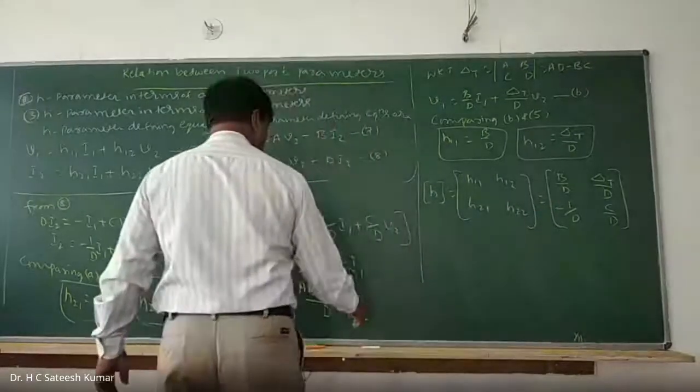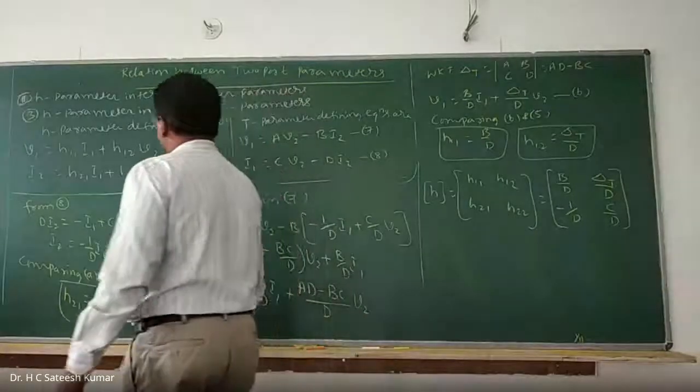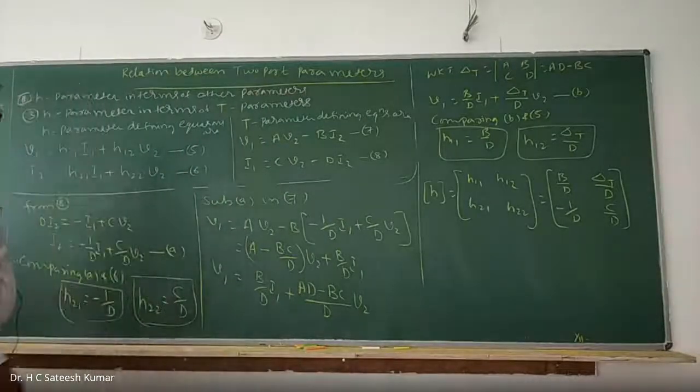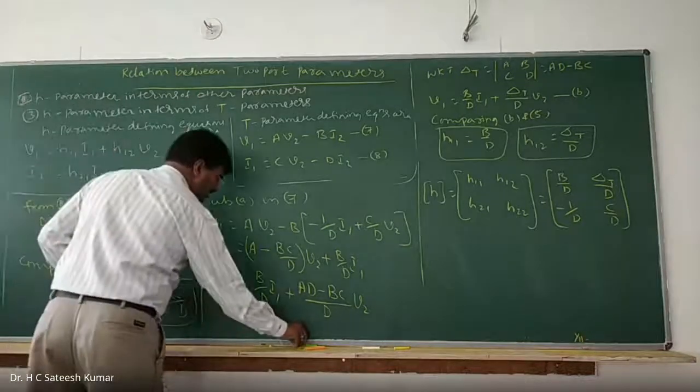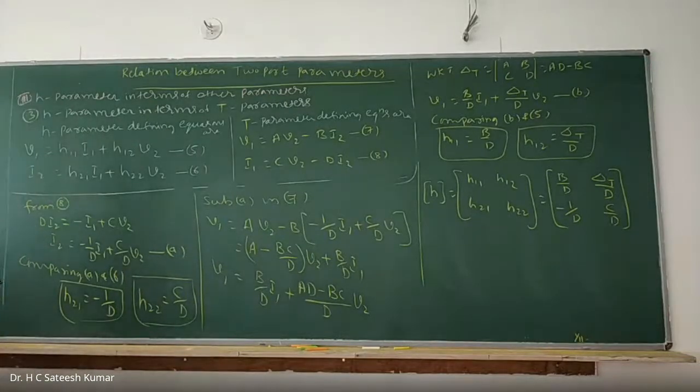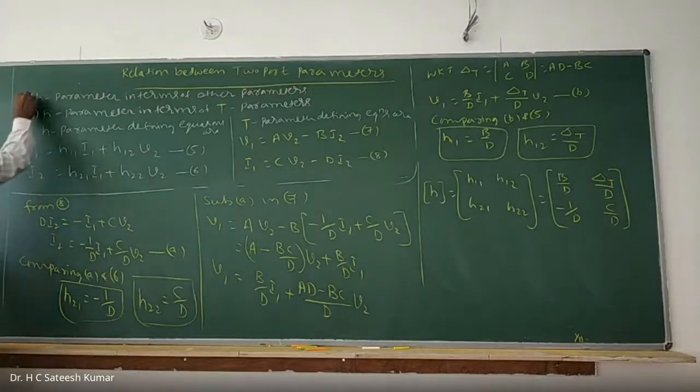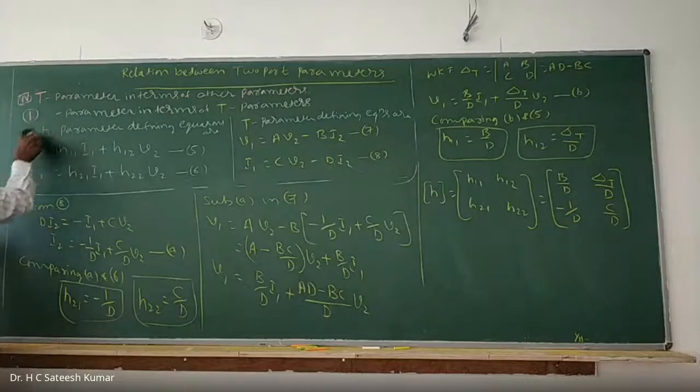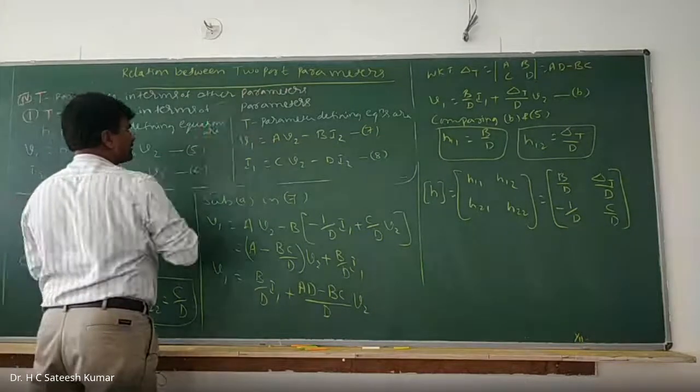Okay, right. Now let us move on to the next one. So that's about the representation of the H parameter in terms of T parameters. That was the third one, not the second one. Now the last one, the fourth one, T parameter in terms of other parameters. First one, T parameter in terms of Z parameters.